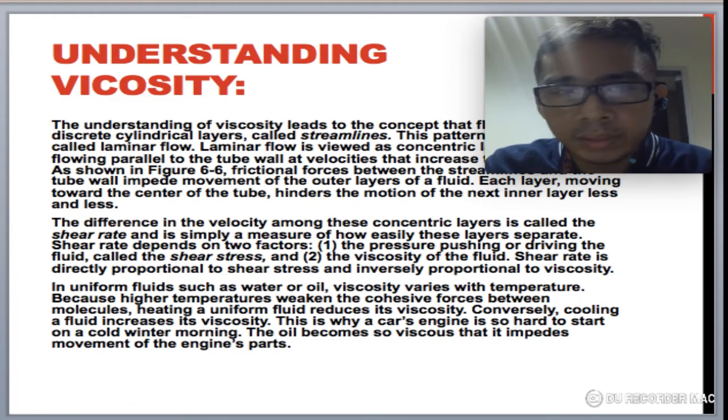Understanding viscosity. So this is all about viscosity, no? The slide is hard to get.